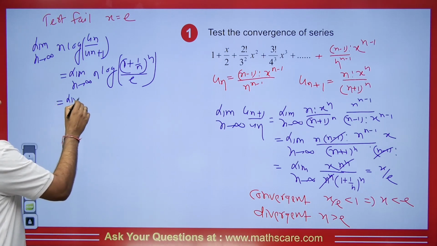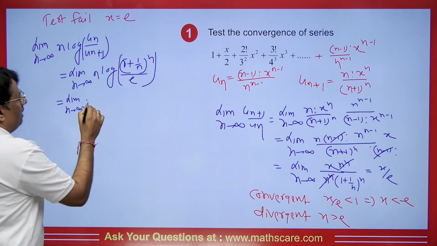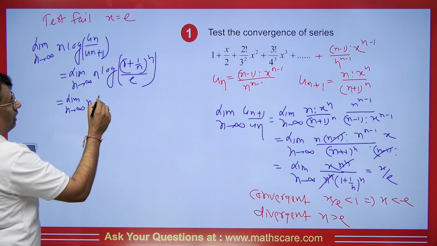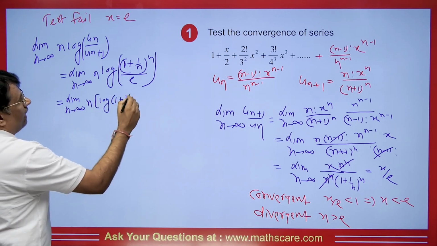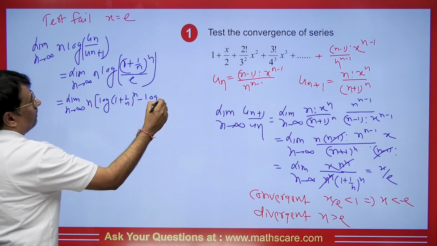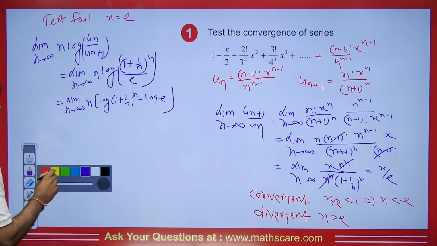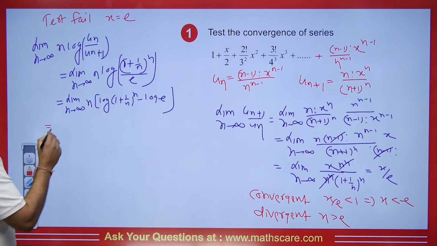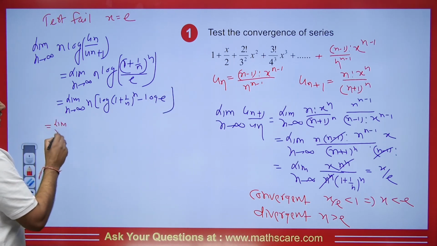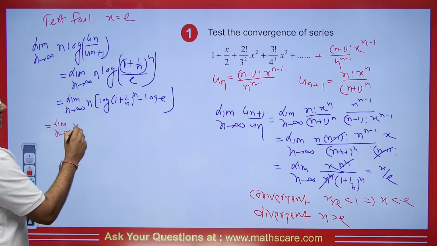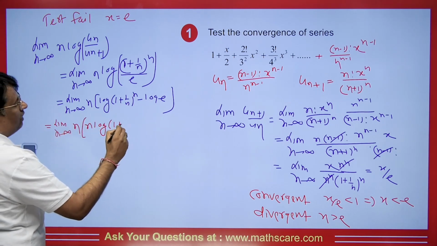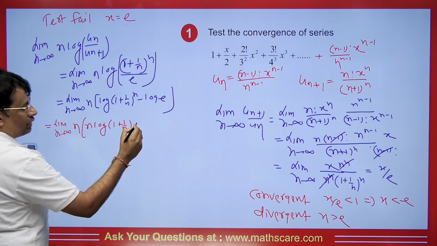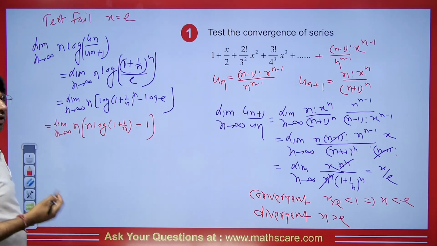We get limit n tends to infinity, n. But first I will separate this. So here we will get log of 1 plus 1 by n raised to the power of n minus, and this will come as log e. Let me change the color so that it looks a little better. We will get limit n tends to infinity. So from here we will take out n. Then log of 1 plus 1 divided by n will be the value that comes. And from here we will have value of the log e as 1.